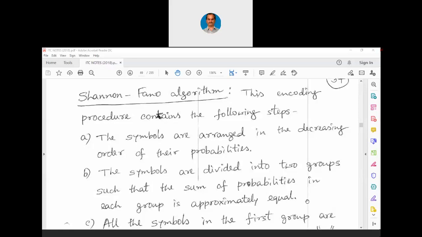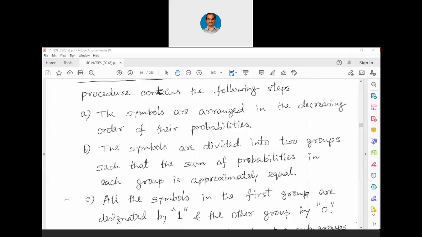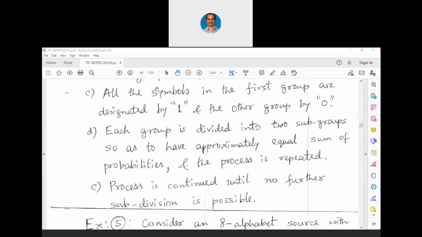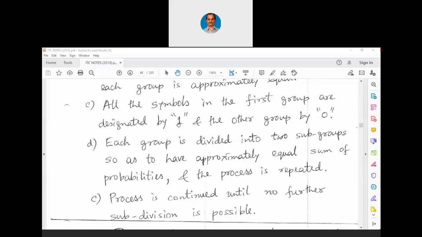We are anyhow going to see the examples. It will be very clear to you. Now the third step is that all the symbols in the first group are designated by 1 and the other group by 0, as I told you. But the first one also can be 0 and the next one can be 1. It does not matter much. Then each group is divided into two subgroups so as to have approximately equal sum of probabilities, and the process is repeated. The process is continued until no further subdivision is possible.